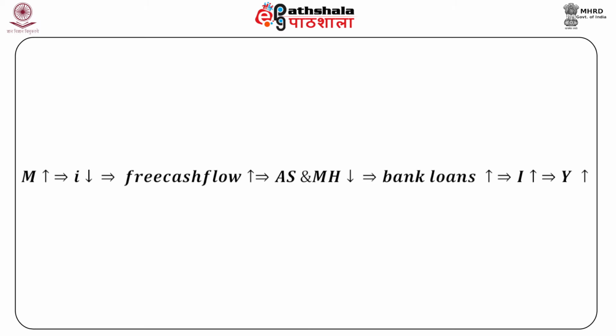This channel is different from the traditional interest rate channel in two ways. First, it's not dependent on the stickiness of price, and second, the movement across the yield curve is not required for the same. An increase in M leads to a fall in i, leading to an increase in free cash flow, leading to a fall in AS and MH, an increase in bank loans, which leads to an increase in I and an increase in Y.